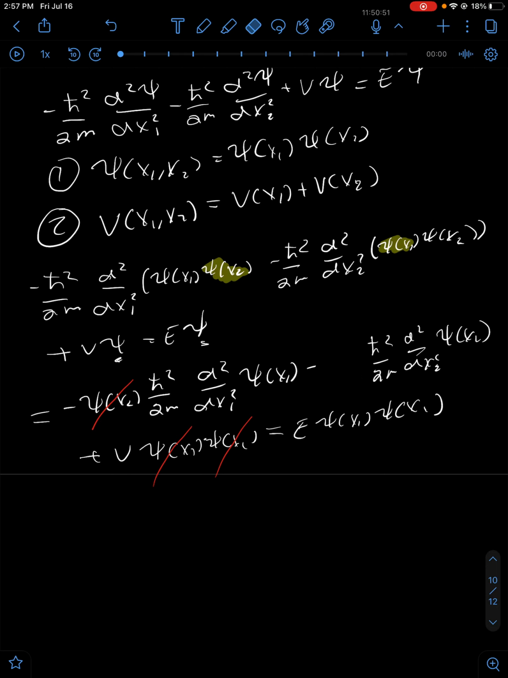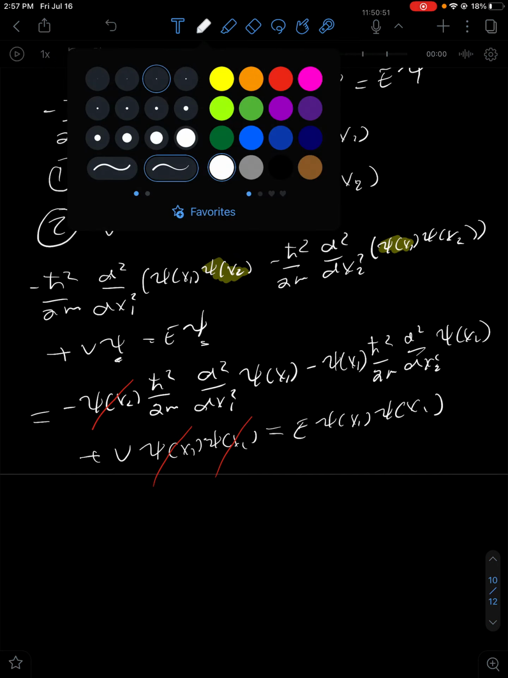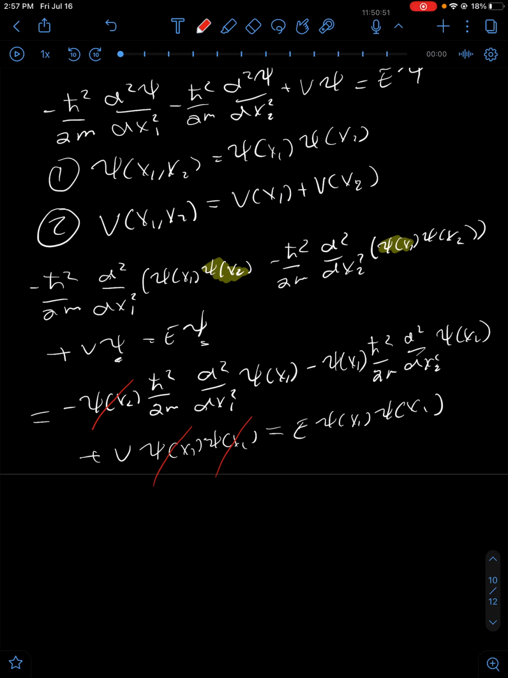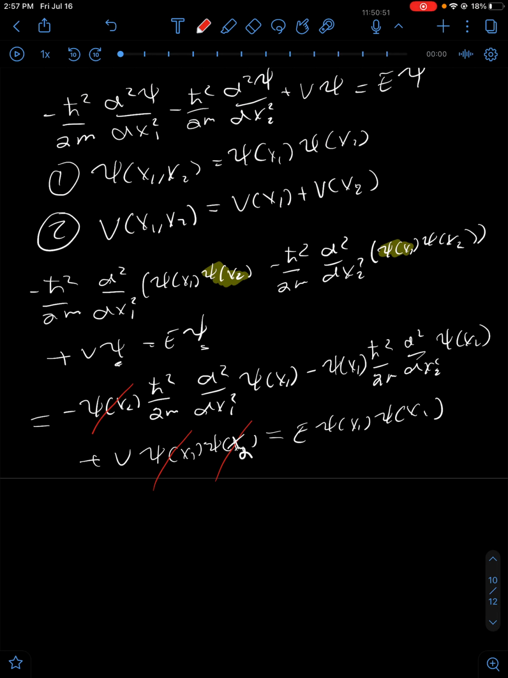Oops, silly me. This should be a psi of x1, not 1 over psi of x1. But related to that, we can divide both sides by psi of x1 psi of x2. That should be psi of x1, psi of x2, by the way. Just being a bit lazy today. This is going to be a very long video.